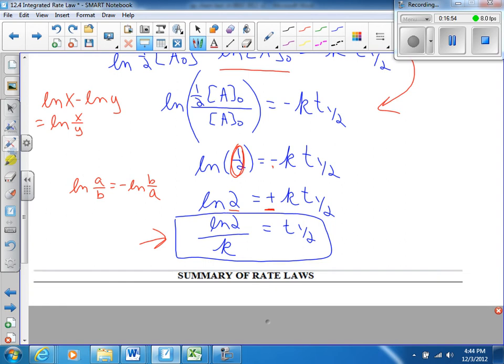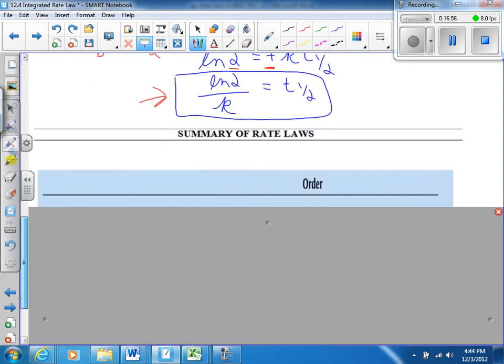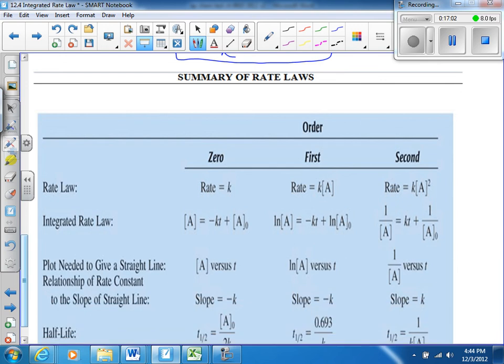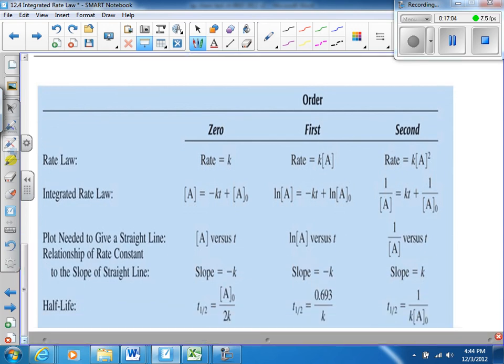That is only for a first-order reaction. And here's our summary again. And in this summary, there's another row in here we didn't talk about yet. I said we would do it later. It's the half-life equations. We are not going to be worrying about zero-order or second-order half-lives. We will only worry about half-lives for first-order reactions.